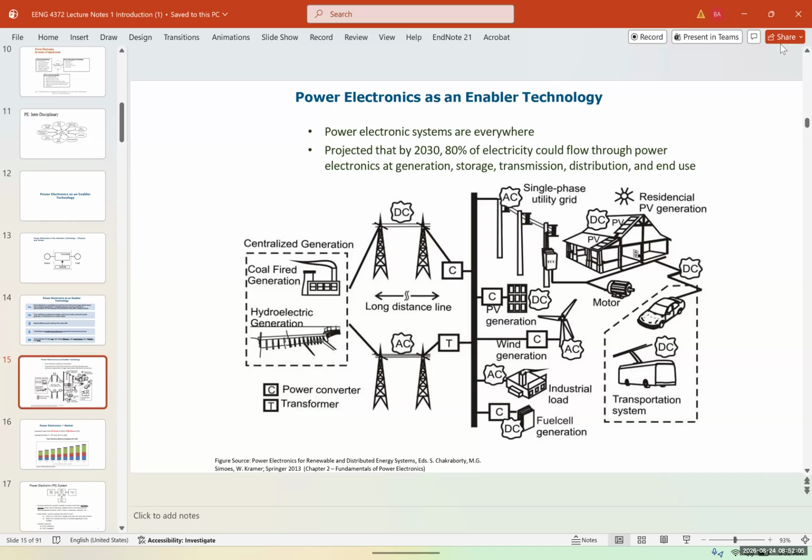Now, the rise of the concept of microgrids and smart grids couldn't be done without power electronics. And in the future, if you take smart grids, you would learn more about power electronics and the control systems.